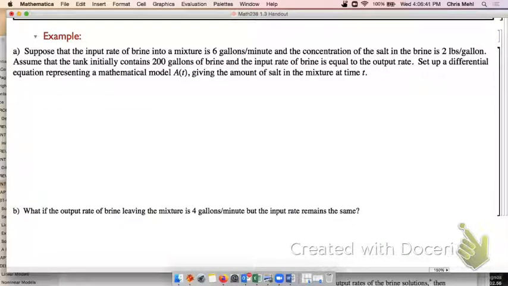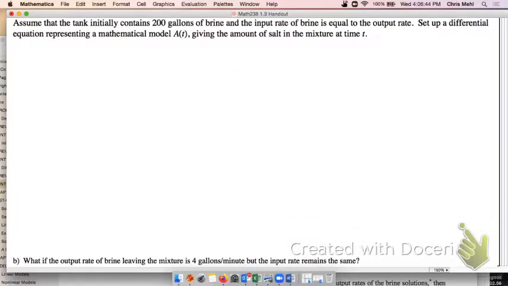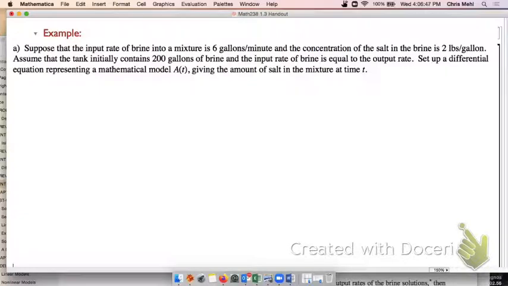Okay, so an example. I'll do part A first. Suppose the input rate of brine into a mixture is 6 gallons per minute, and the concentration of the salt in the brine is 2 pounds per gallon. There's going to be an initial condition. Assume that the tank initially contains 200 gallons of brine, a salt and water mixture, and the input rate of brine is equal to the output rate. So 6 gallons per minute come into this tank of 200 gallons, and at the same time, 6 gallons per minute are also leaving the tank.